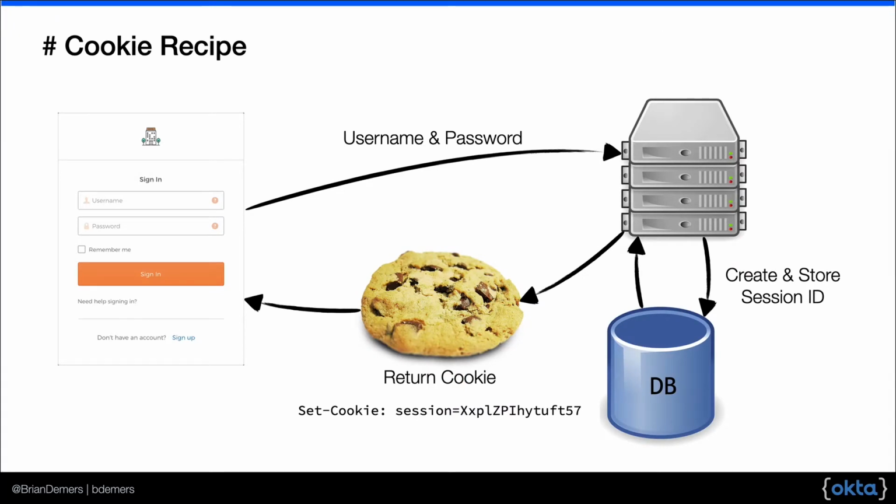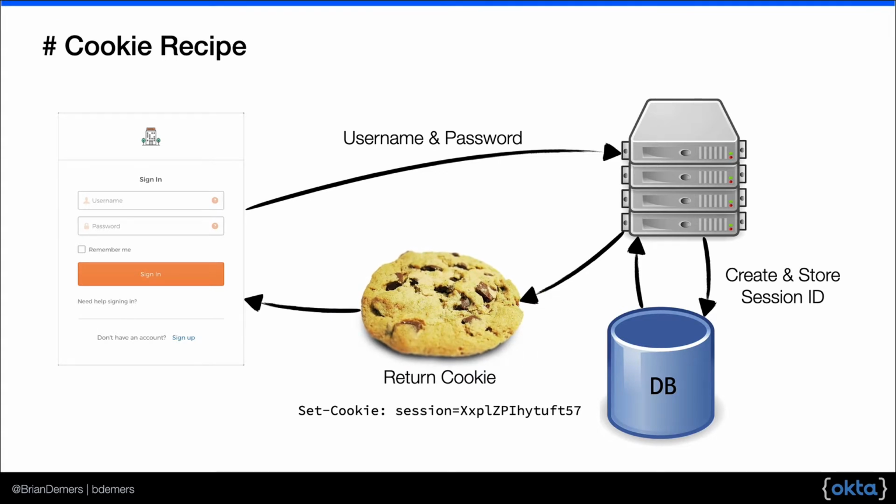So this is my favorite cookie recipe. You take your ingredients, the username and password, and you put them in a large server and you mix. And then you bake them in a database at 350 degrees for about 10 minutes. And then you serve them warm with a nice cold glass of milk, right?